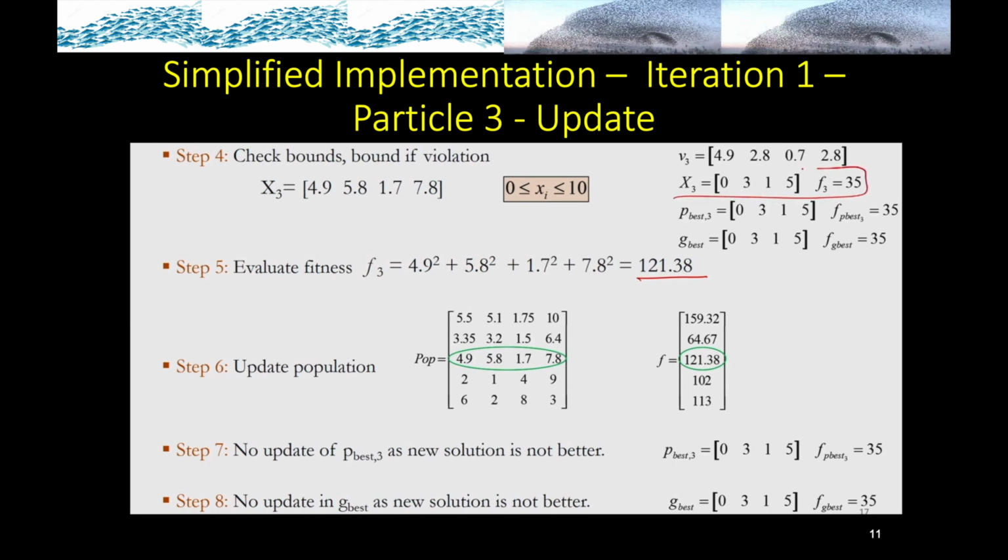We'll update the population anyway, regardless of the poorness of the solution, which is now going to be 4.9, 5.8, 1.7 and 7.8 in the third row of the population vector, and the fitness value will also be updated accordingly. However, neither the G best nor the P best will be updated in this iteration, since the current solution is way worse than the personal best as well as the global best of the current particle.